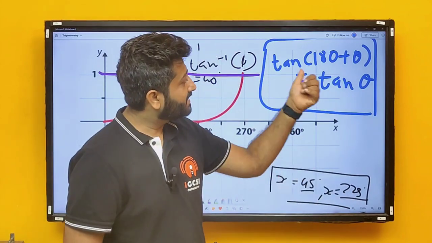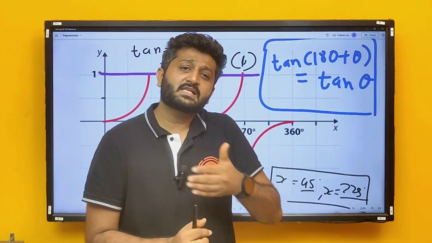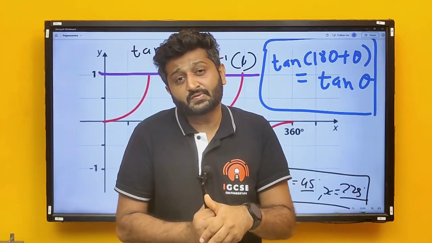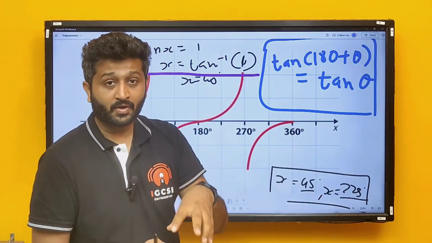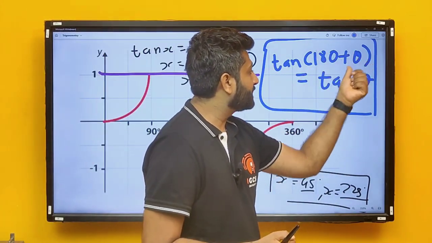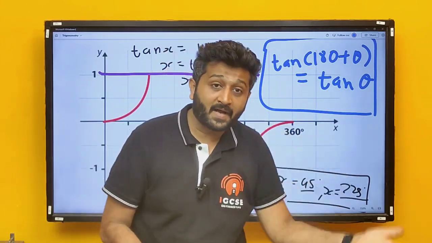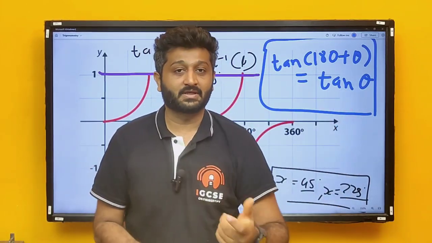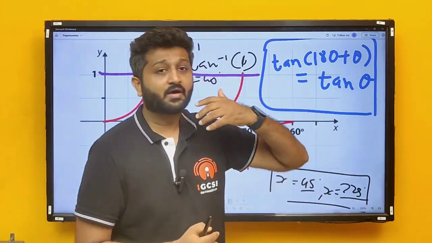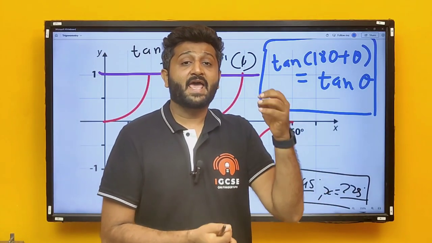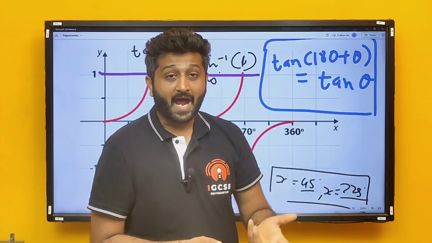Now guys, you should have a question in your mind that why, sir, 180 plus theta is tan theta? If tan 180 plus theta is tan theta, then can I say the same for sine 180 plus theta also? But that is not a part of the syllabus. But if you want to know why tan 180 plus theta is tan theta, or why sine 180 minus theta is sine theta, or why cos 360 minus theta is cos theta, then let me know in the comment box below. If I get around 10 to 12 comments, I'll explain in detail why tan 180 plus theta is tan theta.